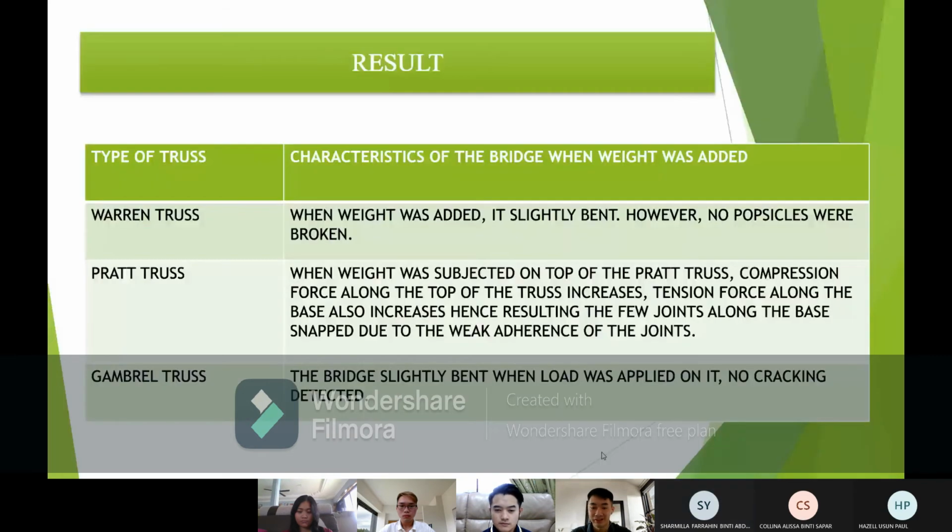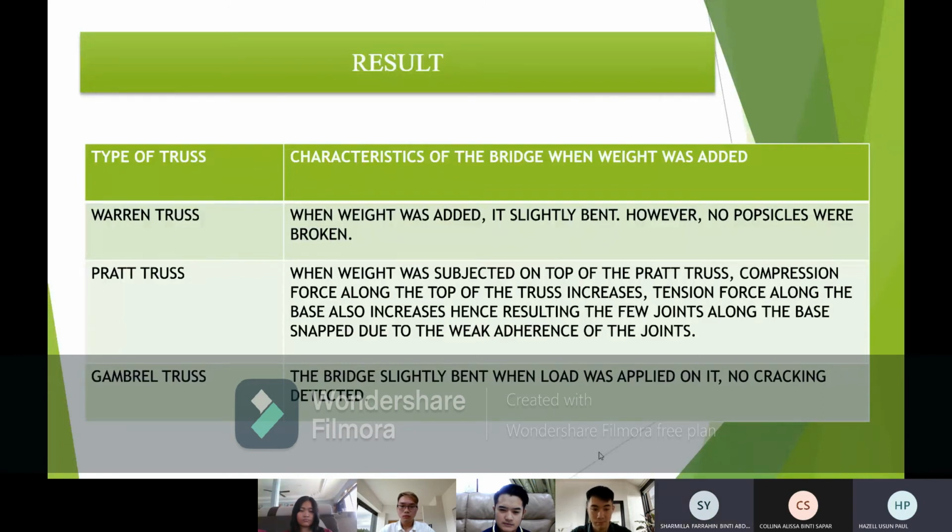That's all for my presentation. Thank you. As for the results, different types of truss give different characteristics when weight was added, as you can see in the table. So for the Warren truss, when the weight was added, it was slightly bent. However, no popsicle sticks were broken.